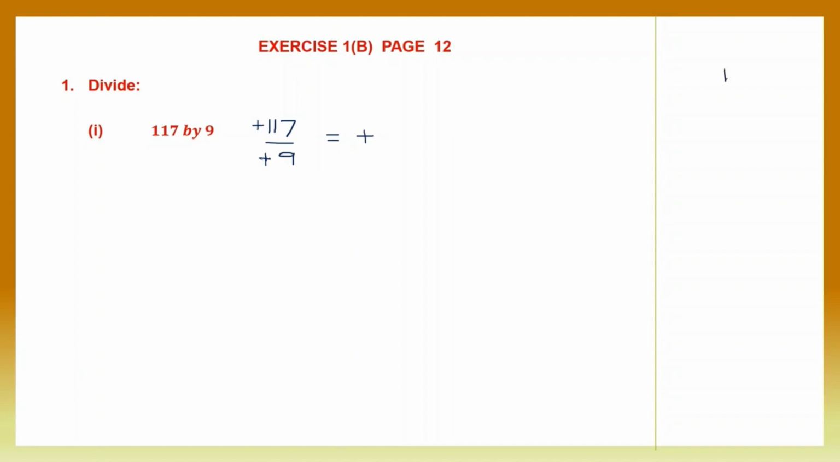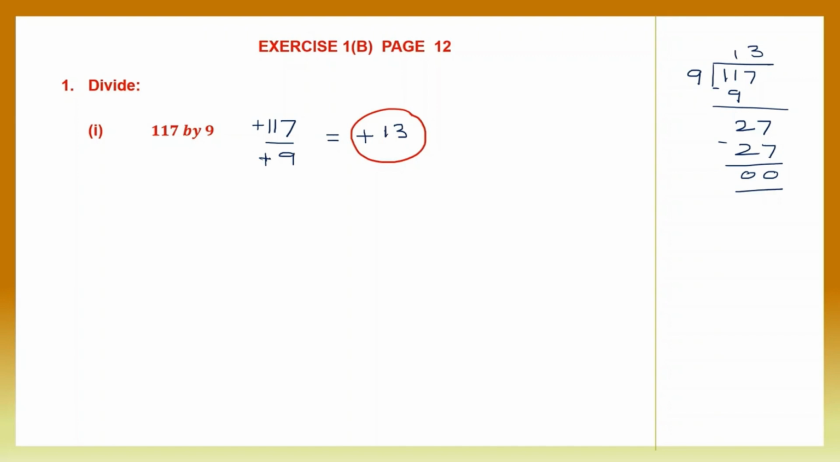Now all we have to do is divide 117 by 9. We have 11, 9 ones are 9, 11 minus 9 is 2. I bring down 7, that's 27. 9 threes are 27. So this is our answer here for the sum. The answer is plus 13. Because both are positive signs, your answer will also be positive.